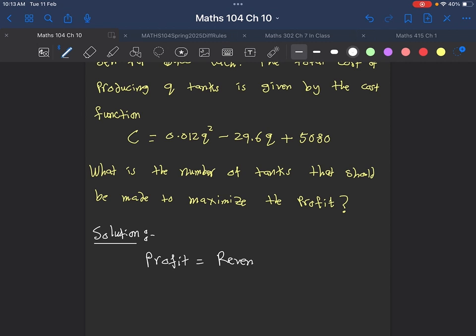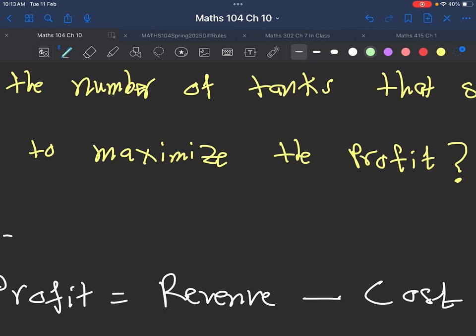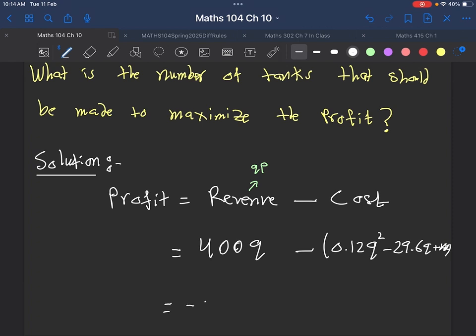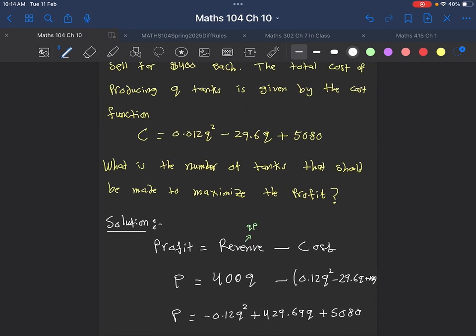We remember that the profit is equal to the revenue we get minus the cost. Of course, the cost is very easy. It's given to us. Minus 20.6Q plus 5080. However, the revenue, and we remember the revenue is just Q times the price. So Q is Q. The price we know from the question is 400. Now, if we simplify this one, we will start with negative 0.12Q squared plus 429.69Q minus 5080. And that's the profit function P. So the first question, I found what's the profit function.